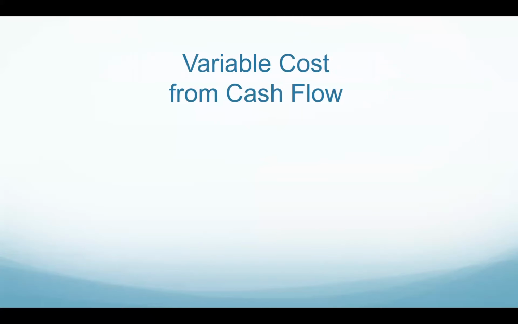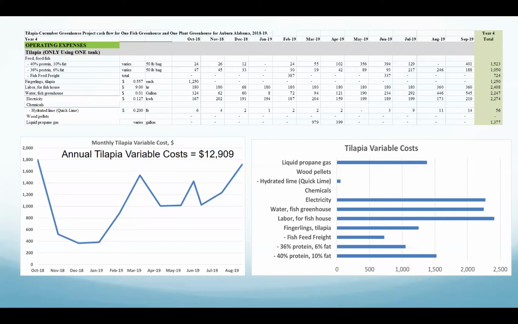So the variable cost for the cash flow. Okay, this is the tilapia operation. And you can see we have the item here in our cash flow, and we've got the cost per unit, and we've got the units we're using.